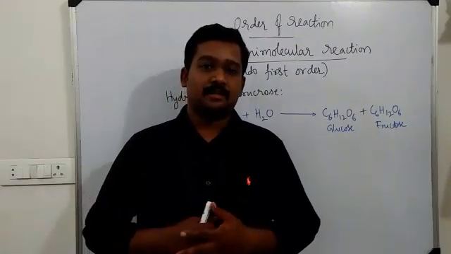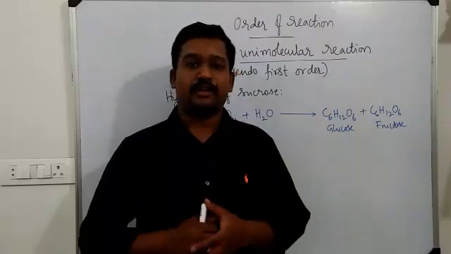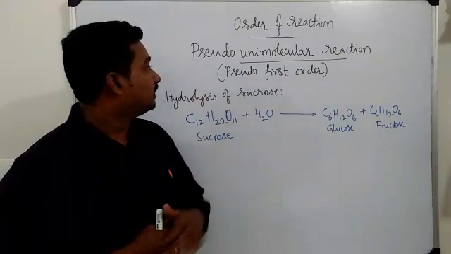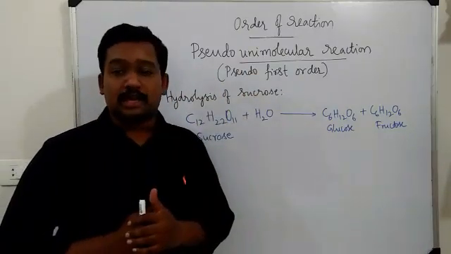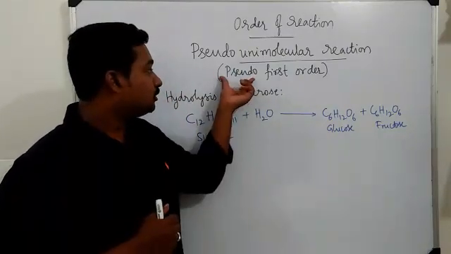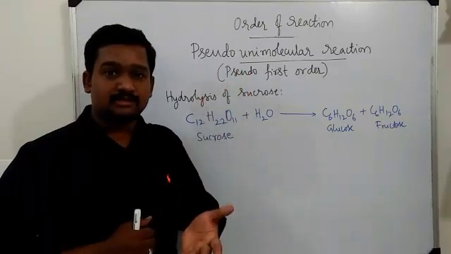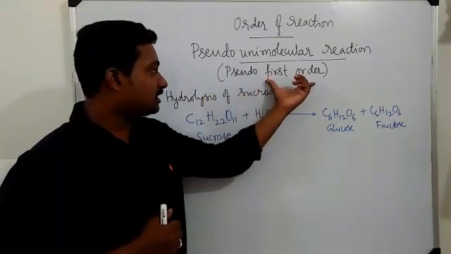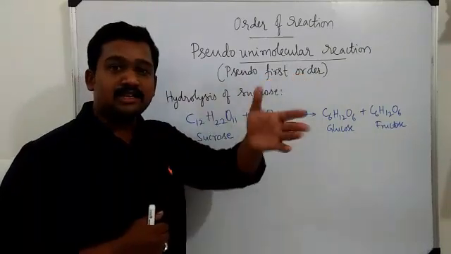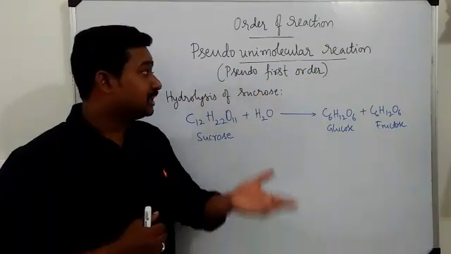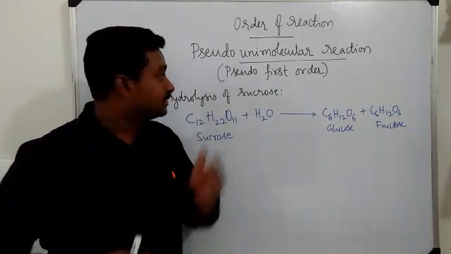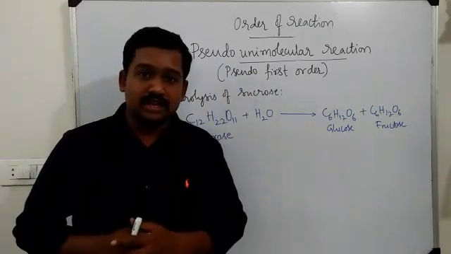Now let us see a different kind of order of a reaction, that is pseudo first order reaction. It is also known as pseudo unimolecular reaction. Pseudo means false or wrong. It means actually not a first order reaction. By origin it is not a first order reaction, but it has been converted into a first order reaction from a higher order. Such a reaction is called a pseudo first order reaction.